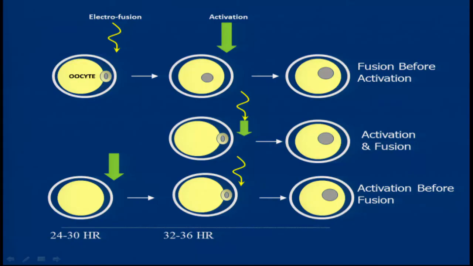About the same time period, Keith Campbell over in the Roslin Institute was studying cell cycle synchronization between the donor cell and the oocyte. So there are three different ways of doing somatic cell nuclear transfer. You can transfer the cell to the oocyte and fuse it, then activate the oocyte and allow it to develop. You can do your electrofusion and your activation, or your transfer and activation, at the same time. Or you can do the activation before you do the transfer and electrofusion.